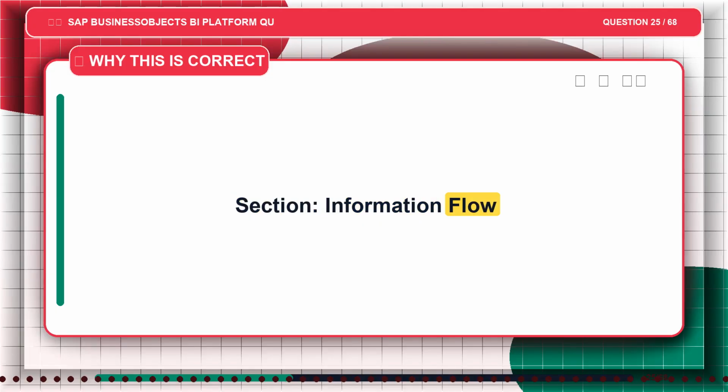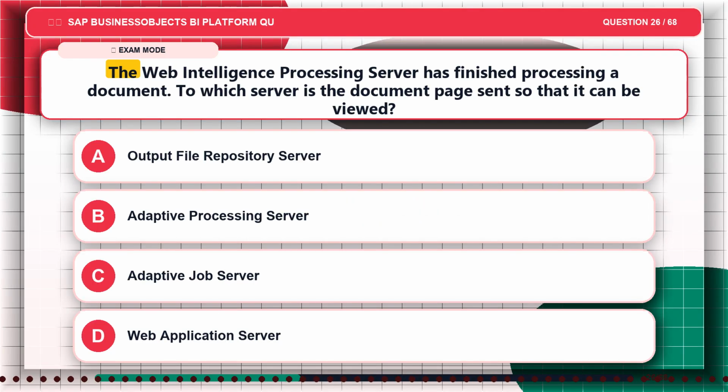Section, information flow. Question 26. The Web Intelligence Processing Server has finished processing a document. To which server is the document page sent so that it can be viewed? Option A, Output File Repository Server. Option B, Adaptive Processing Server. Option C, Adaptive Job Server. Option D, Web Application Server.